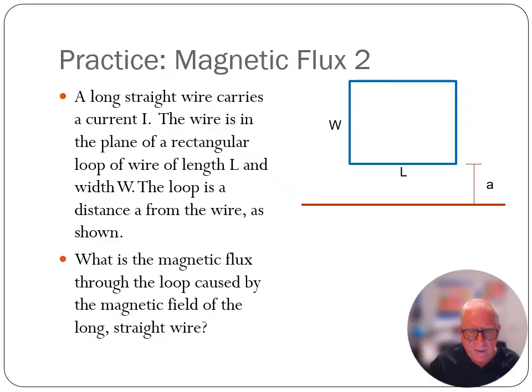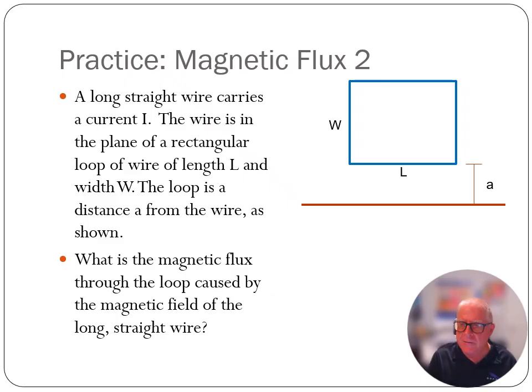So here's a situation where we have to calculate the magnetic flux due to a current flowing in a long straight wire. The area that we care about is this loop with a width of W and a length of L, and underneath that loop, but in the same plane as the area of the loop, is a long straight wire carrying a current I.